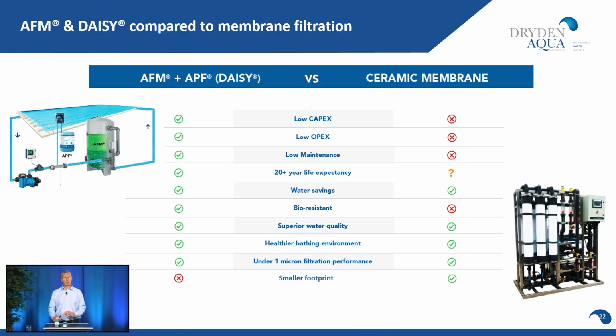First of all, with AFM, there's no need for investment in infrastructure. It's just a straight swap from sand to AFM. So the capex is very, very low compared to the ceramic membrane systems, which are generally quite expensive. Low operating costs with AFM Daisy, because it's just a straightforward swap for sand. There are no additional maintenance requirements with this, as there are with ceramic membrane. Although they're promoted as being low op, I think long term you will find the operating expense will slowly rise.